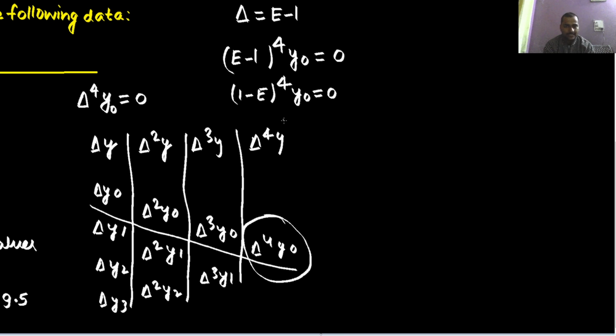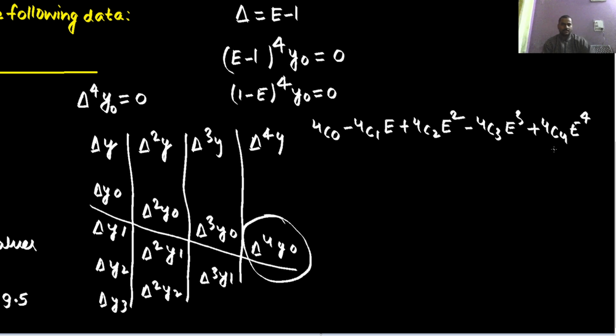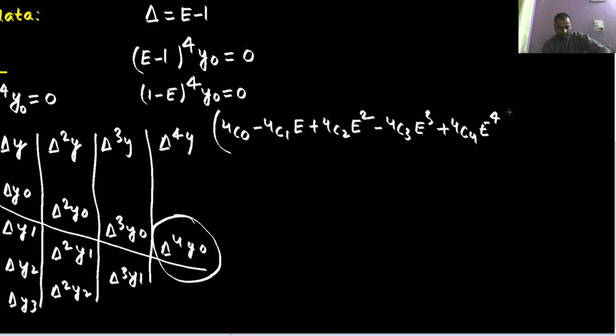And now I know a simpler binomial for (1 minus x) power n, that is nC0, that means 4C0, minus 4C1 x, where x here is e, plus 4C2 e square, minus 4C3 e cube, plus 4C4 e power 4. The number of terms will be 5, I hope you know this. 5 terms I have written, and operating on y naught.